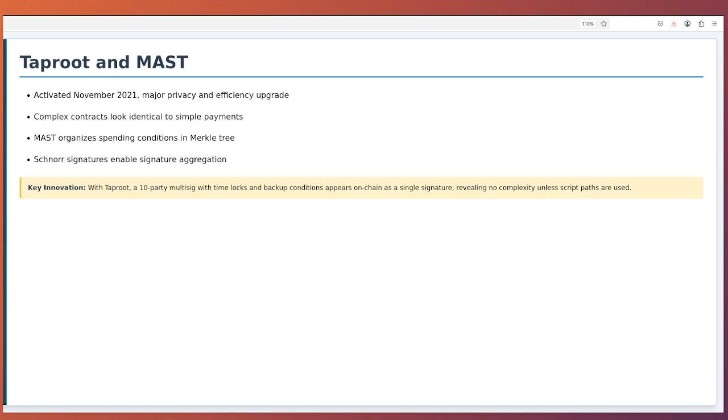Schnorr signatures replace ECDSA and enable signature aggregation. Multiple parties can create a single signature that proves all of them signed, indistinguishable from a single party signature. This makes multisig more private and efficient. Key aggregation using MuSig2 enables collaborative custody without revealing the multisig structure on-chain.